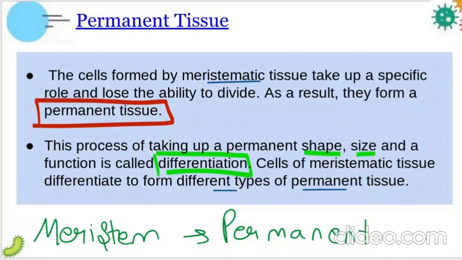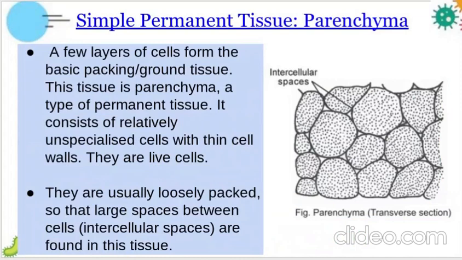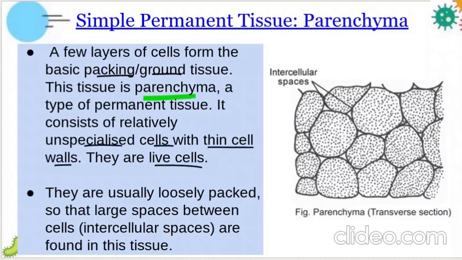So what is the first type of permanent tissue? So we have three. The first one is parenchyma. Now, what is parenchyma? A few layers of cells. They form a basic packaging ground tissue. Okay, some layers of cells make a packaging ground tissue, the base tissue known as parenchyma. Okay. Now, it is a type of permanent tissue. It consists of unspecialized cells, thin cell walls, and they are living cells, they are not dead.